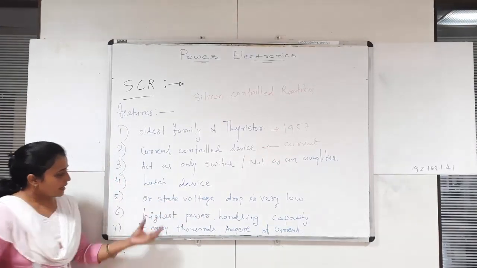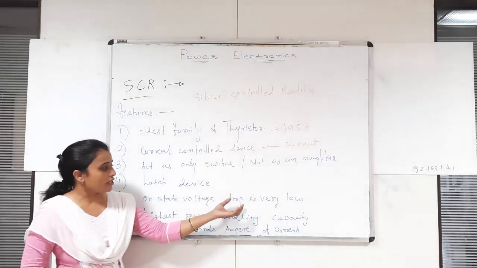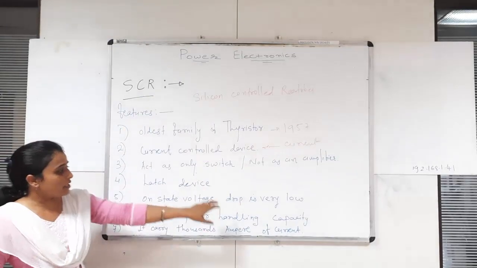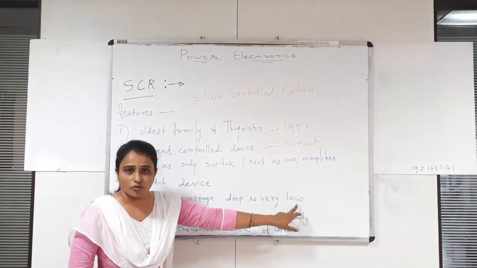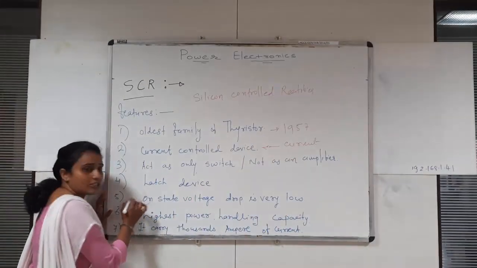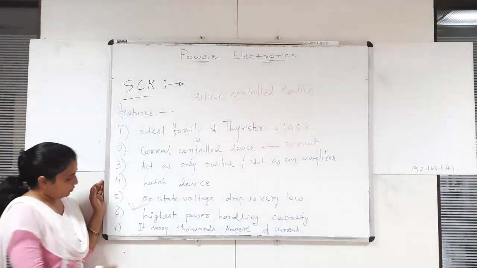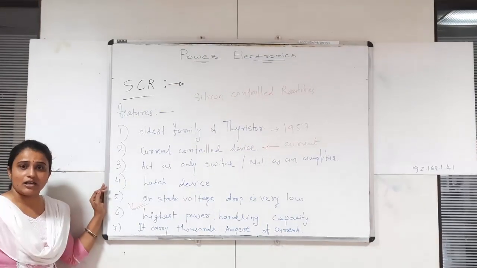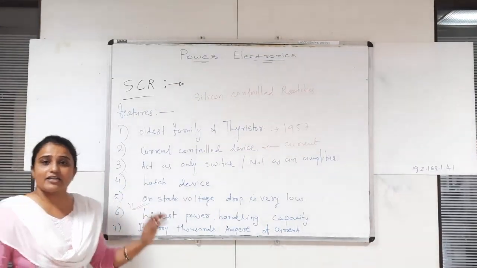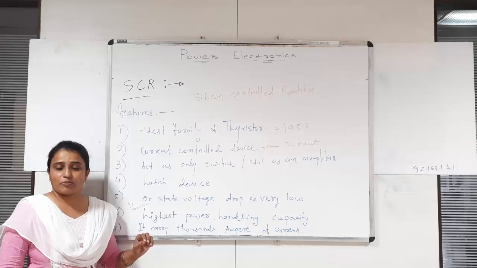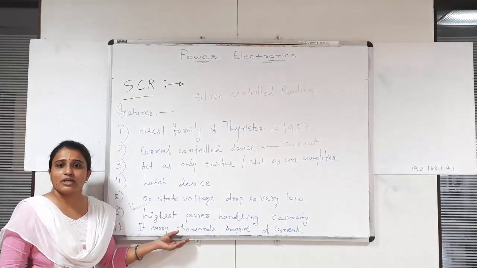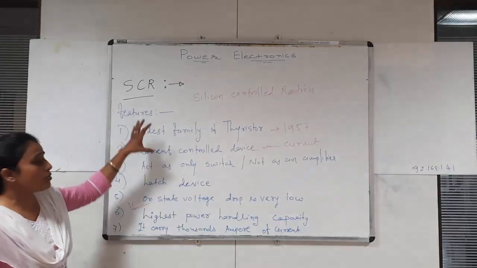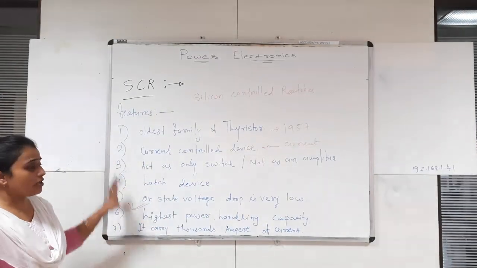Now the next one is the on state voltage drop of the SCR. Due to the structure of the SCR, the on state voltage is very low. So this is one of the most important features of the SCR. Now the next feature of the SCR is the highest power handling capacity, and it can carry the highest current capability. So the power handling capacity of the SCR is very large compared to other devices. So that's why it is the most popular. So these are the features of the SCR.